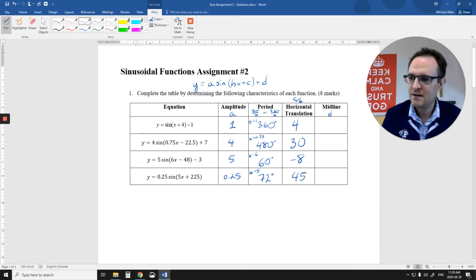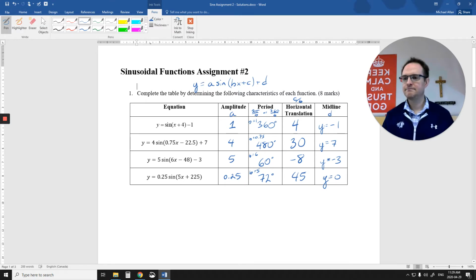Okay. Midline is just the D value. So I'm going to put this as an equation. So y is equal to negative 1, y is equal to 7, y is equal to negative 3, and y is equal to 0. So you don't see a number there, you assume it to be a 0. There you go. Looking pretty good.